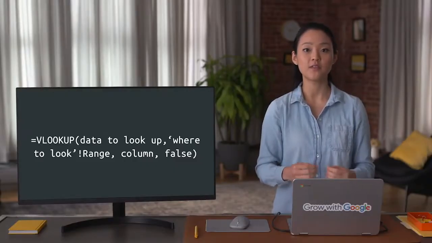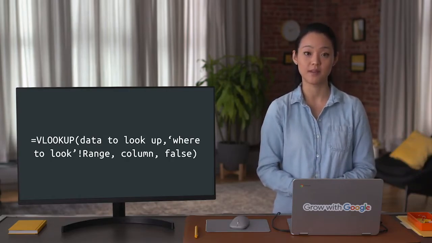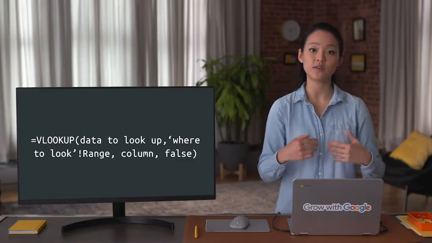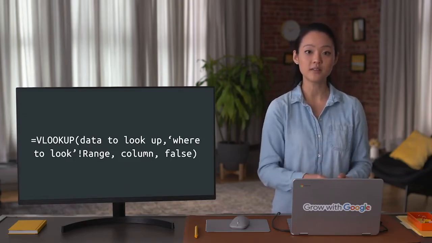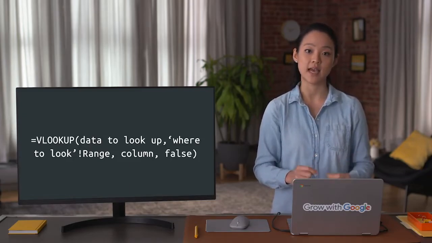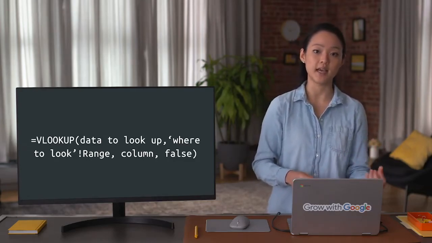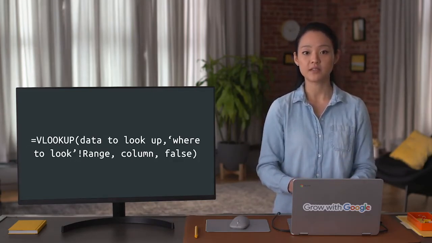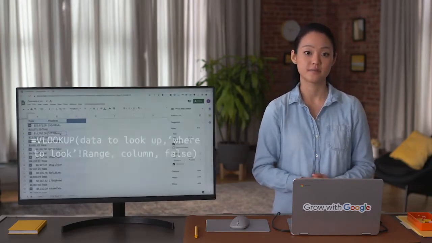To put it simply, VLOOKUP searches for the value in the first argument in the leftmost column of the specified location. Then, the value of the third argument tells VLOOKUP to return the value in the same row from the specified column. The false tells VLOOKUP that we want an exact match. Soon, you'll learn the difference between exact and approximate matches, but for now, just know that VLOOKUP takes the value in one cell and searches for a match in another place.